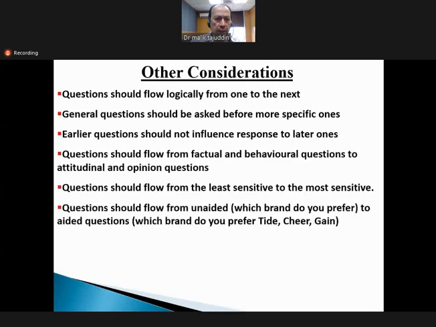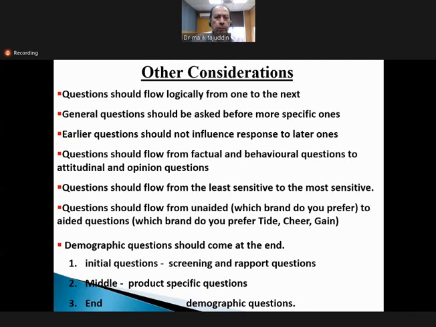Then there are other considerations. Questions should flow logically from one to the next. A general question should be asked before more specific questions. Earlier questions should not influence responses to the later ones, for example, you give an answer to the first question and the same question is asked again in the second. Questions should flow from factual and behavioral questions to attitudinal, opinion and practice questions. Questions should flow from least sensitive to most sensitive.